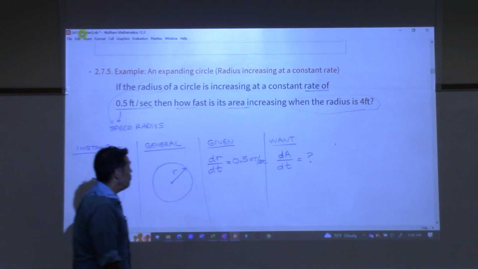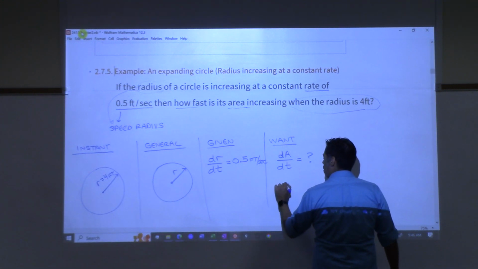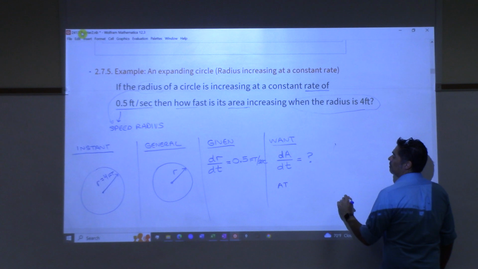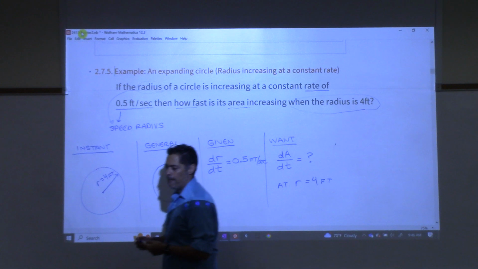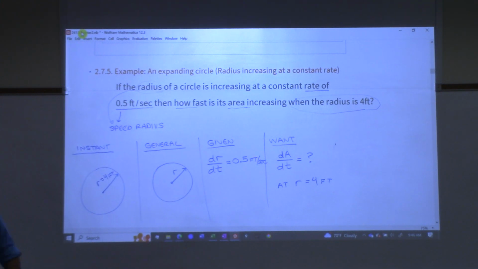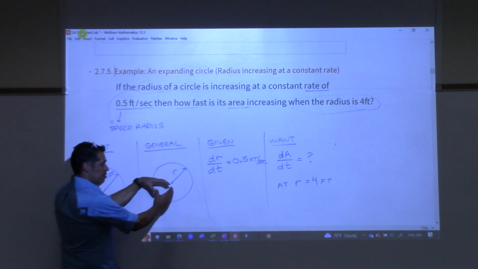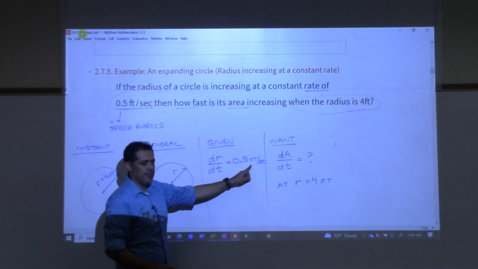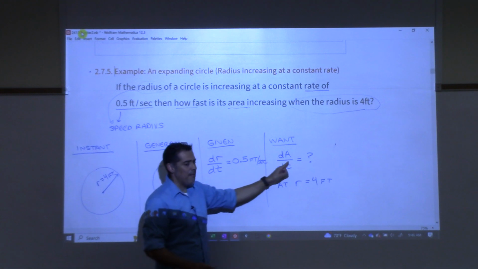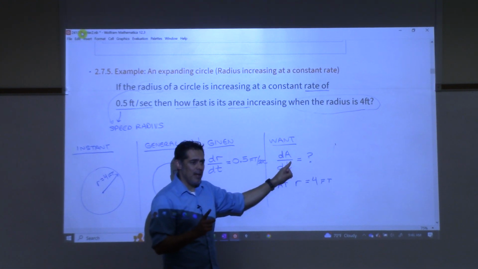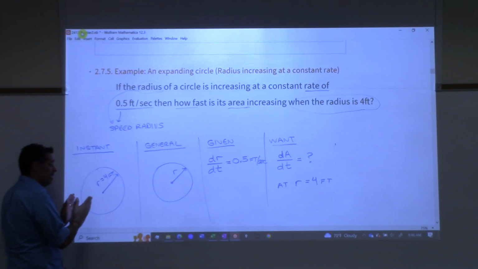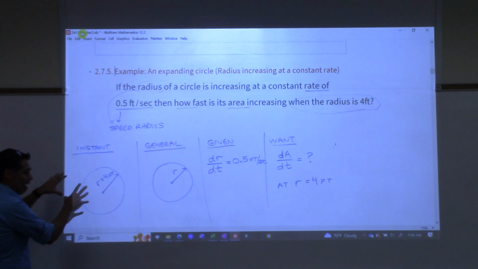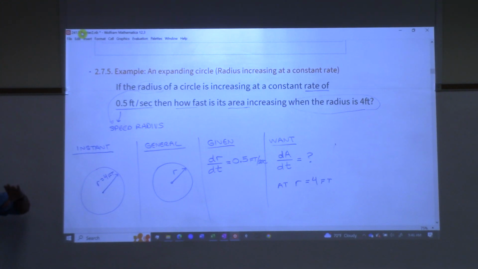And I want to find it when? At the moment the radius is 4 feet. Let me recap. I have a circle that's growing, right? I know how fast the radius is growing with respect to time. I want to know how fast the area is growing with respect to time at the exact moment that the radius is 4 feet. At that exact instant, it's almost like I took a picture right there at that moment. How fast was that area increasing? Got it?